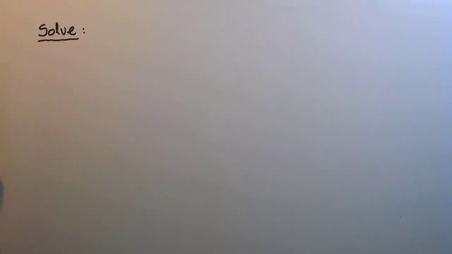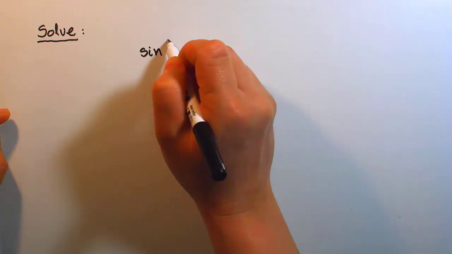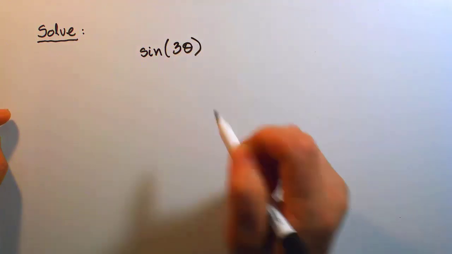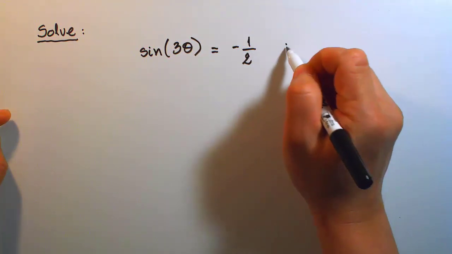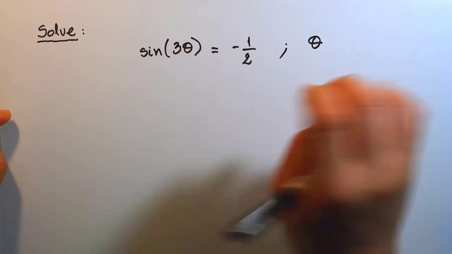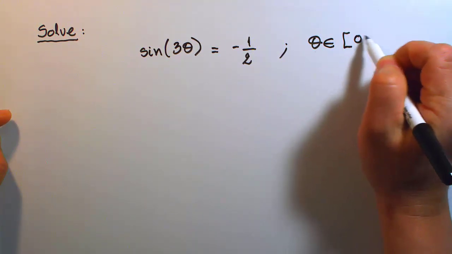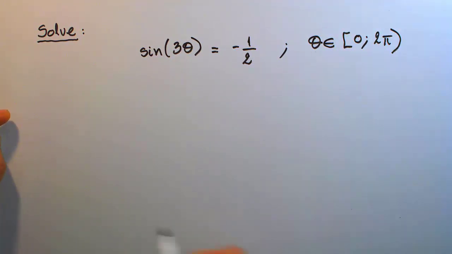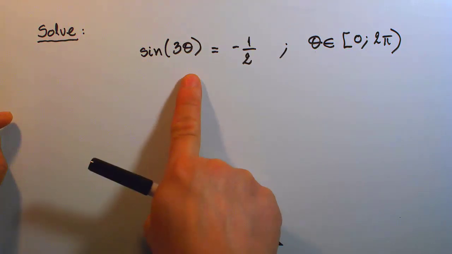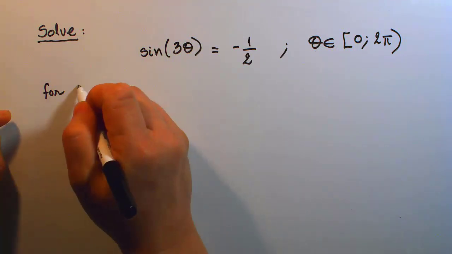In this video lesson, I am going to show how to solve a trig equation as follows. We have sine of 3 theta equals negative 1/2, and given that once solved, we're only taking theta in the restriction interval from 0 to 2 pi. So we want to solve this trig equation. The variable in this equation is theta, so we solve for theta.